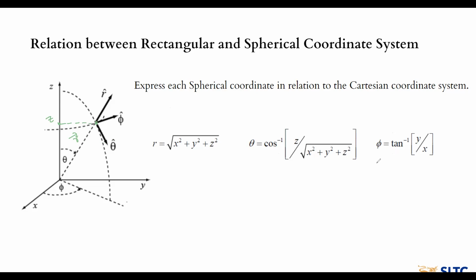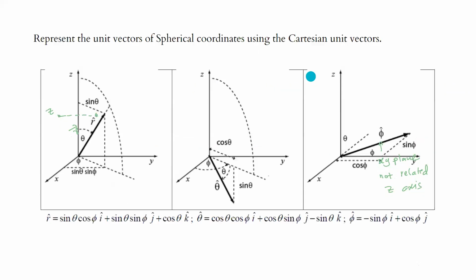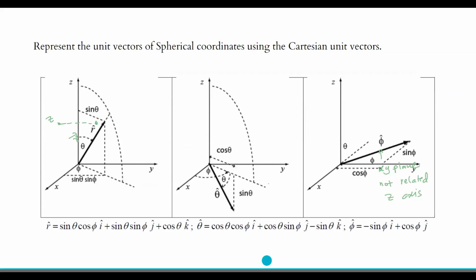So in order to find the θ value, we need to take the cos inverse of z over the r magnitude. Then the φ angle we can define using y over x, tan inverse of y over x. I mentioned that the φ angle is defined in the xy plane. It does not have any relation to the z axis. So its value purely depends on the y and x coordinates, right? If you have any questions, you can ask.